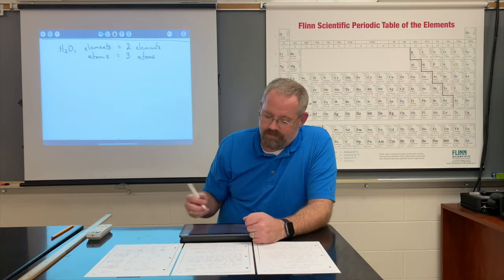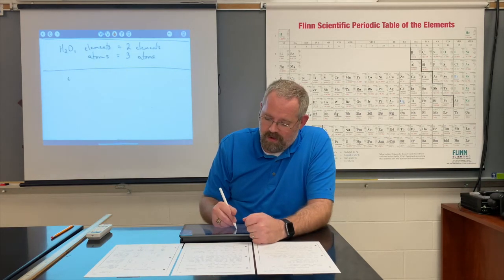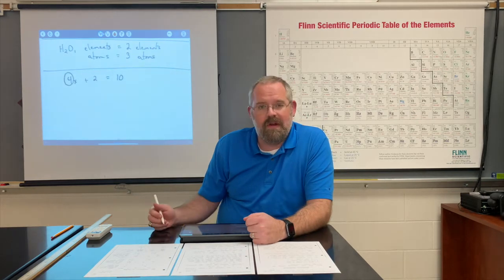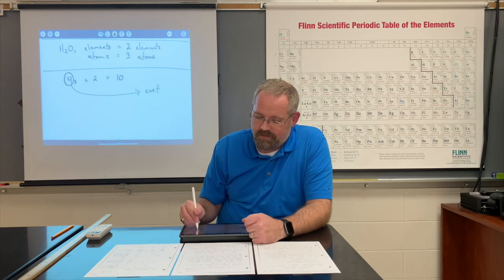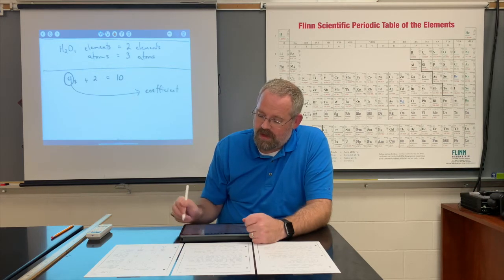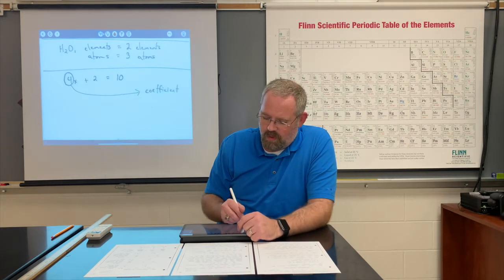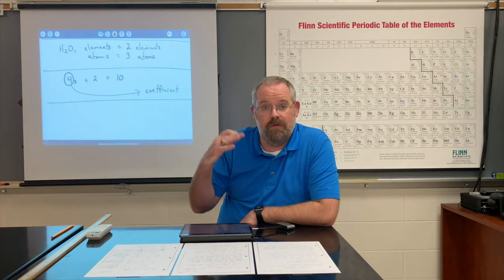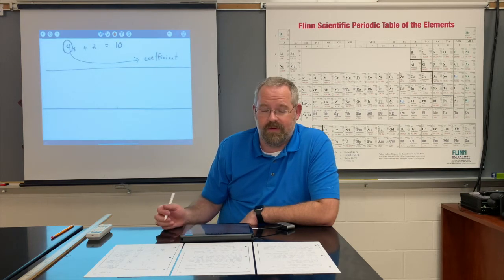comes into play. Okay, if we were in math, if you remember, if I look at an equation like 4x plus 2 equals 10, this 4, we have a name for it on that variable of x. That's called our coefficient. And when we are balancing equations in chemistry, we are manipulating our coefficients in order to make our equations equal on the left and the right.